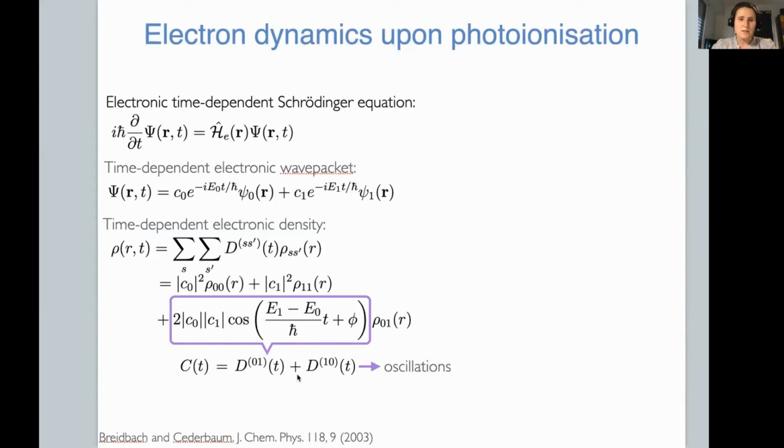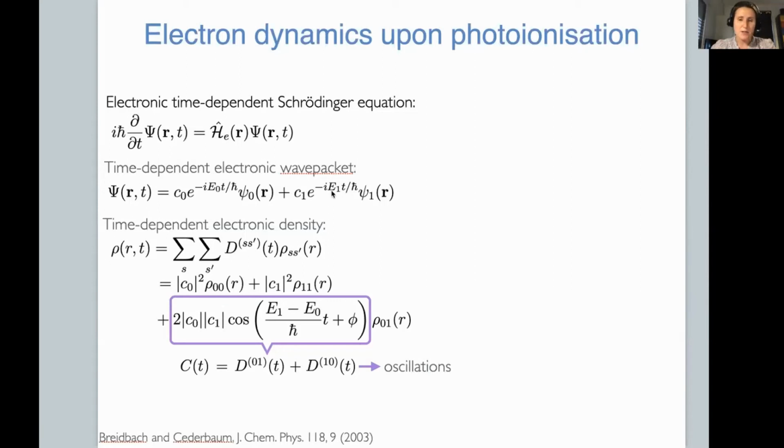So you know that because of some interference effect, when you populate a time-dependent electronic wave packet, you can obtain oscillation in the electronic density. And in order to apply this to a given atom or molecule, the ingredients that we need to compute are the electronic eigenstates and the electronic eigenenergies.